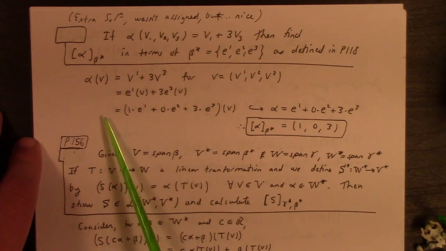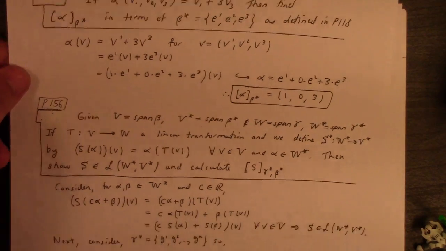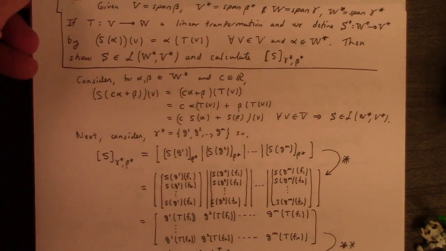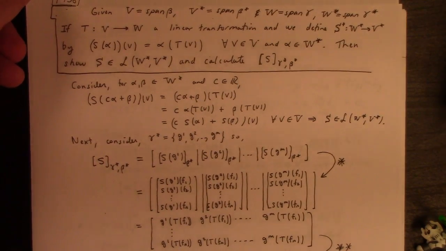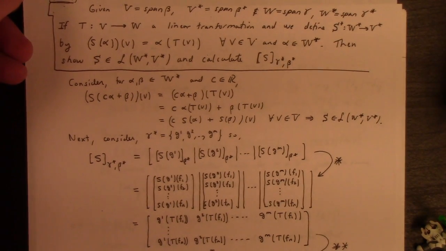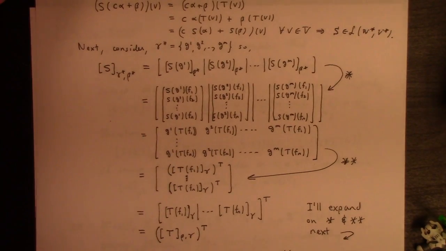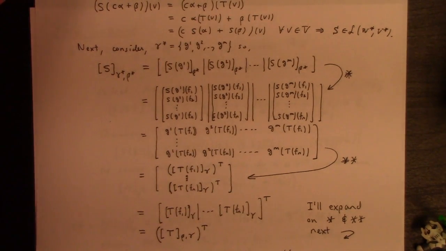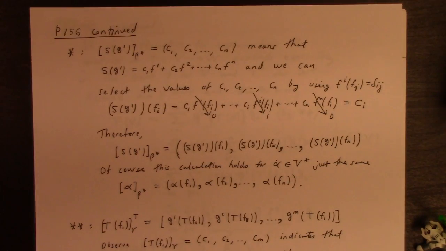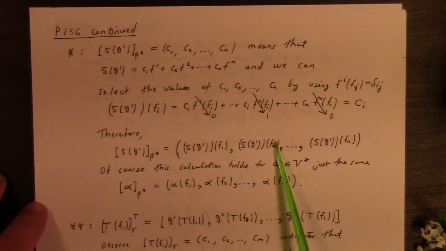Oh, here's just a token extra problem. Whatever. And here is problem 156. It's got a lot of details, but it's probably worth understanding. And then here is the expansion of the detail on the last page, basically.